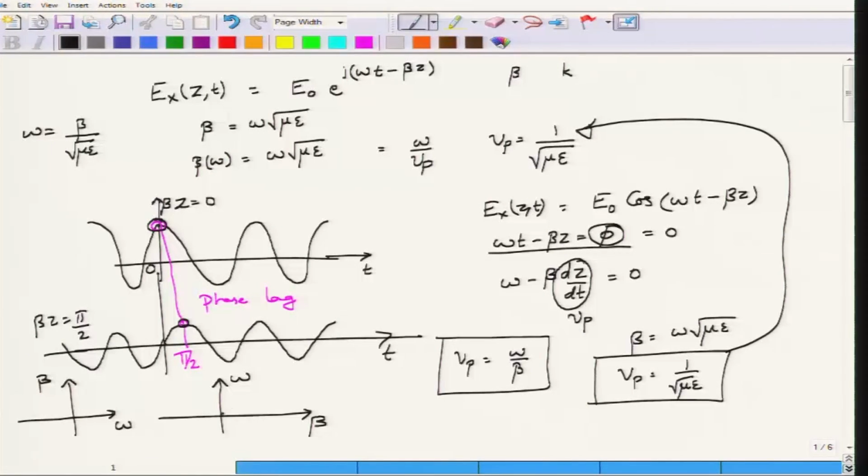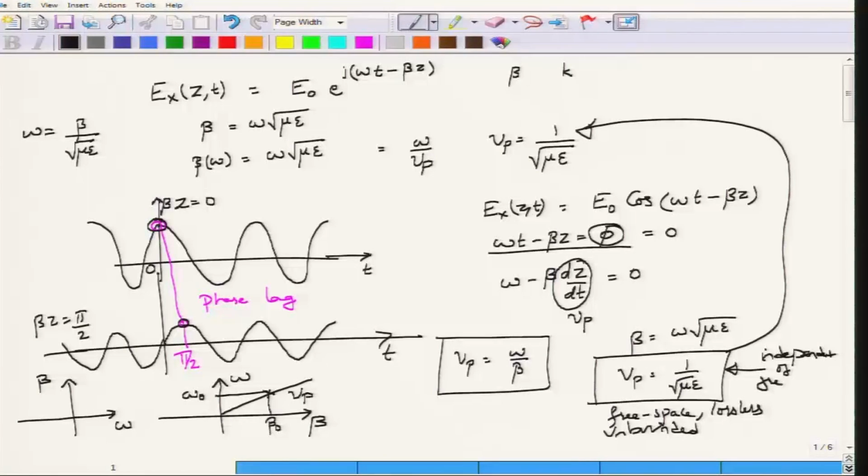The relationship here is linear, and at any particular point which corresponds to a frequency omega 0 and a corresponding point of beta 0, if you were to look at the slope of this line, or by finding the ratio of omega 0 by beta 0, the slope will give you the phase velocity Vp. Okay. And it is important to note that for free space, lossless, unbounded medium, for all these cases, the phase velocity is independent of frequency.